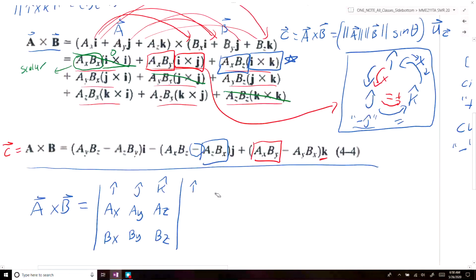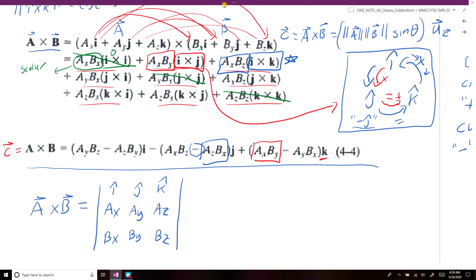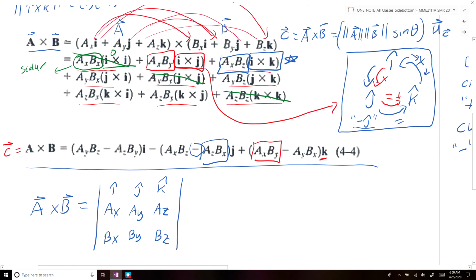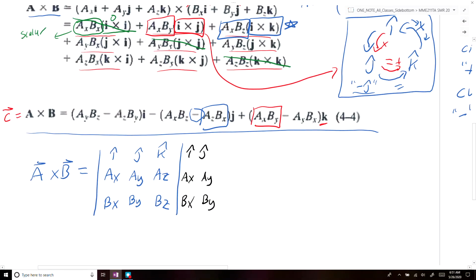So once you have written this all down, the next step is you're going to copy the first 2 columns of your matrix. So you'll copy the first column, then you'll copy the second column. All right, and then once you have this, what you're going to do is take the diagonals from the top left corner to the bottom right, and each of your diagonals will have 3 terms in it that you're going to multiply together.